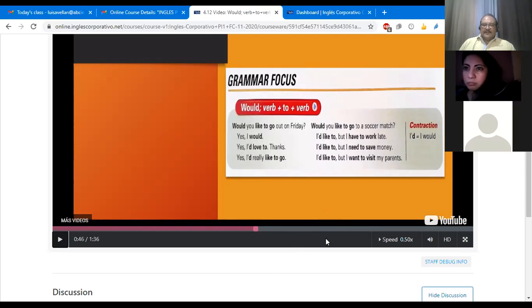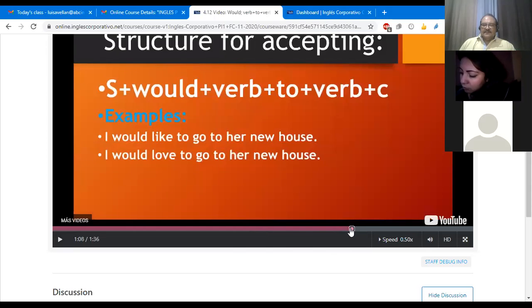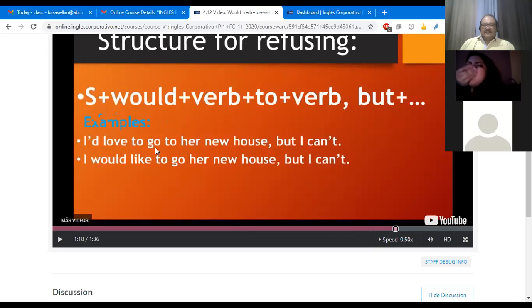Then, in the answers, you can use the affirmative. You say, oh, I would like to go to the park. Oh, sure, I would love to go to the park. Or you can use the negative. Okay, you can say, I'd love to go to the park, but I am busy. Okay, but I can't. Okay, but I am doing my homework.